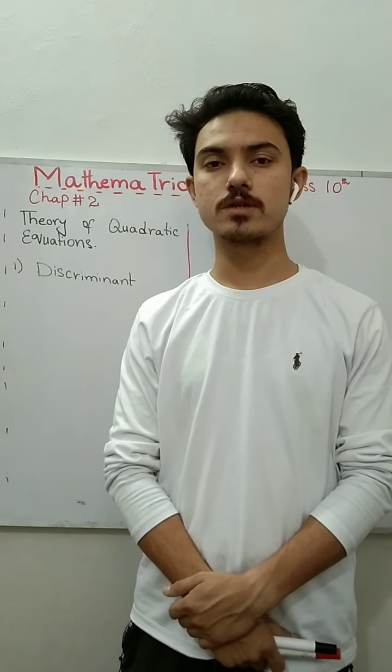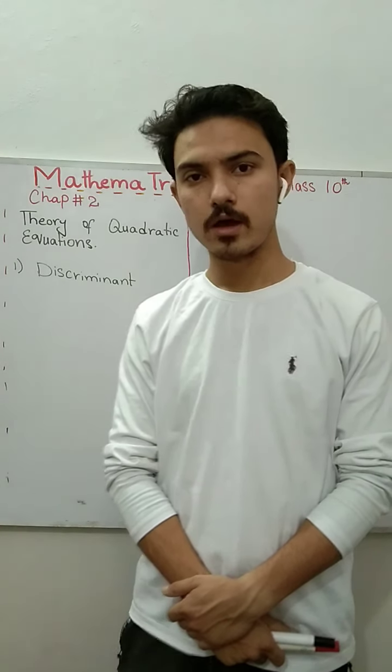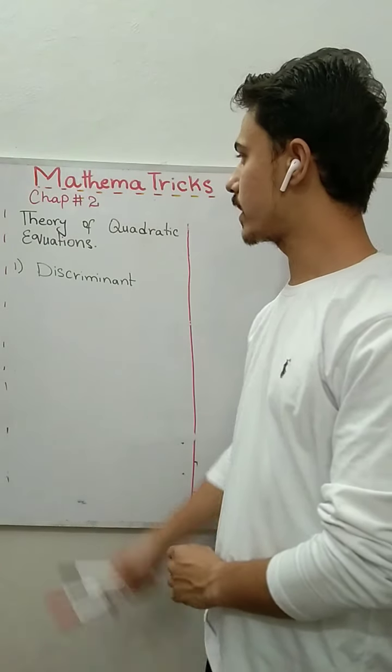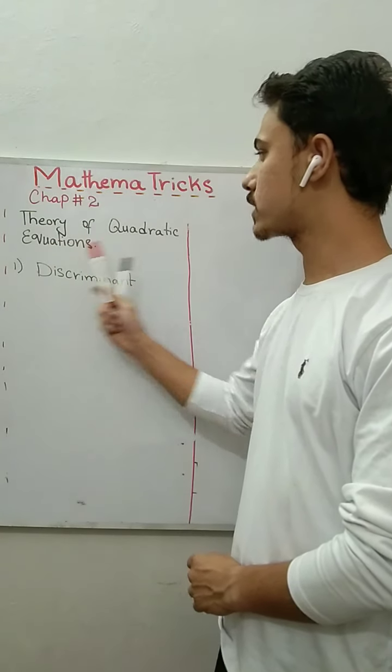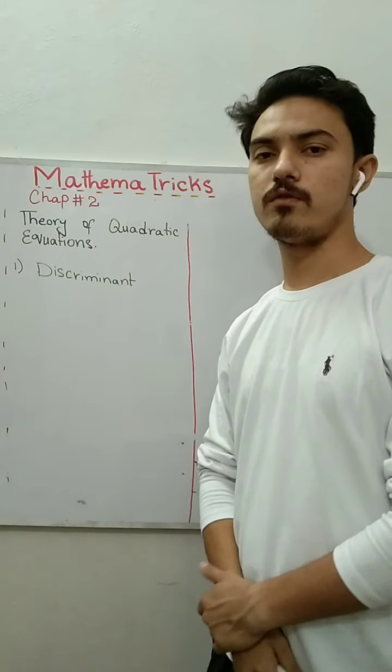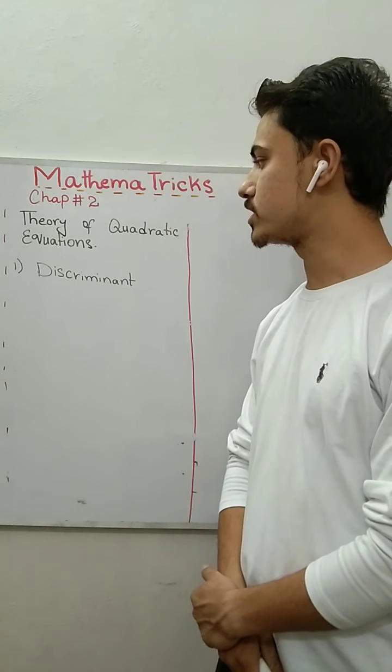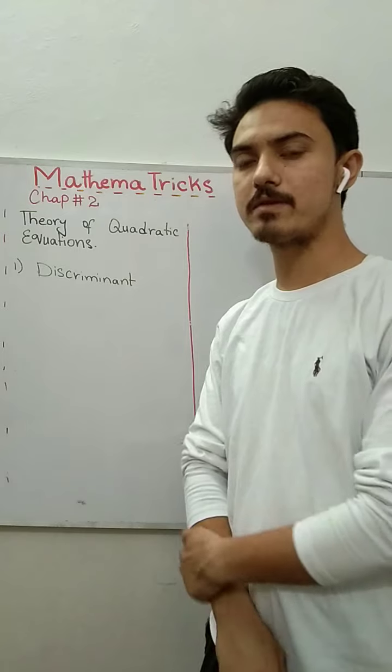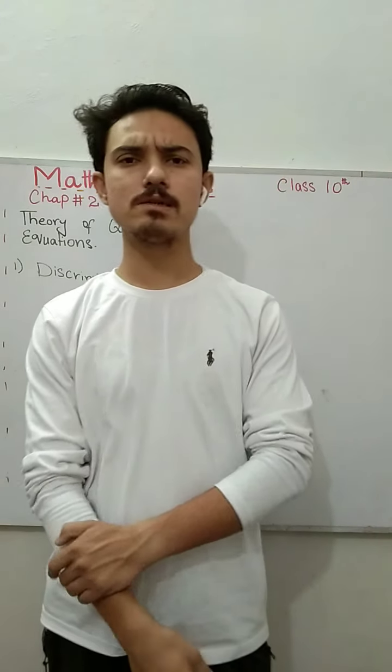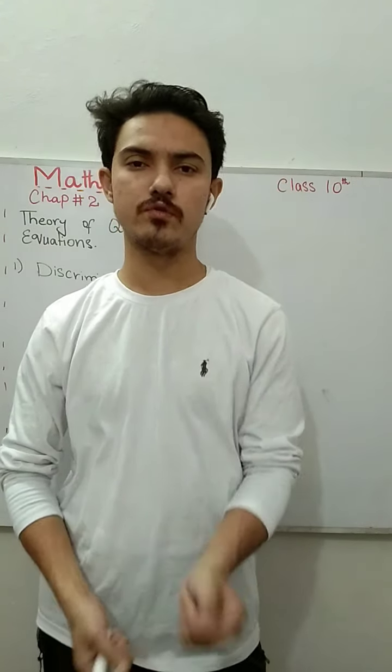So today we are going to start chapter number 2 of class 10th. We have a chapter with the name of Theory of Quadratic Equations, and the first topic related to it is the discriminant. What is discriminant actually, and why do we make use of it?